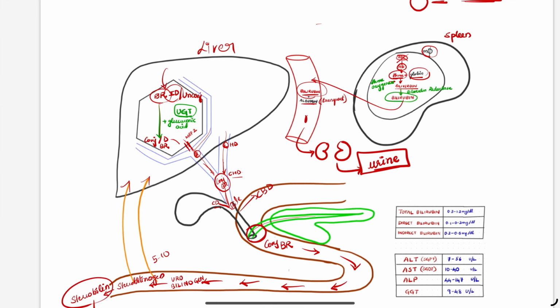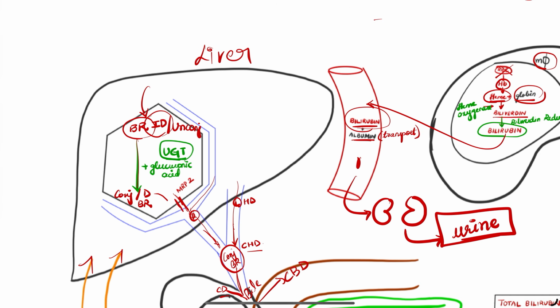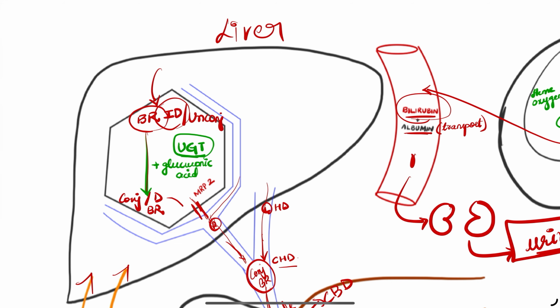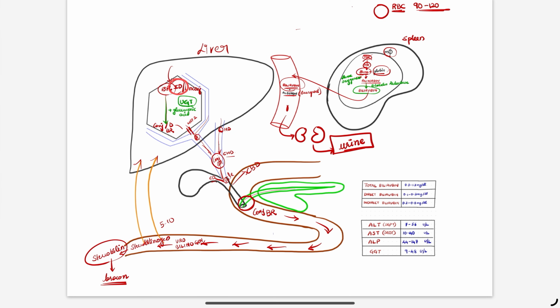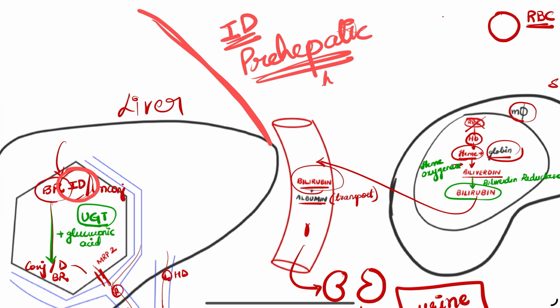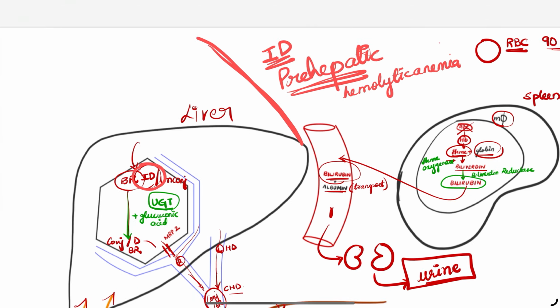Yes. So, here I would like to add, this is the normal physiology till now. Whenever there is a rise in indirect bilirubin, that is before reaching the liver, indirect bilirubin or the unconjugated bilirubin, whenever it is raised, it indicates prehepatic causes, prehepatic pathology. For example, it can be hemolytic anemia, where massive destruction of RBC will release massive production of unconjugated bilirubin.